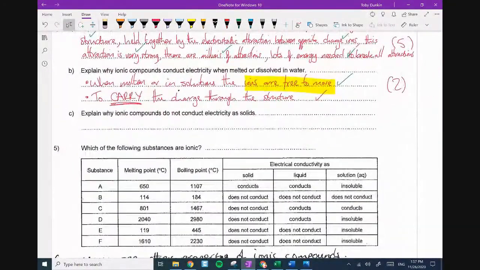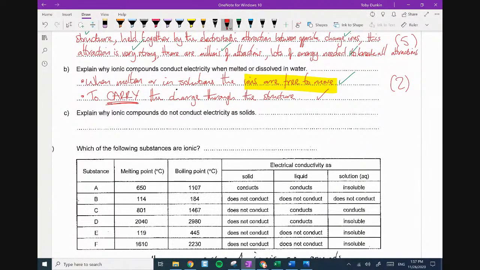Next, C. Explain why ionic compounds do not conduct as solids. First mark. Ions are not free to move. 1 mark. Ions are not free to move, so cannot carry charge through the structure. You realize it is just literally the reverse of the previous one. 2 marks. Same question, just reversed. I wonder how many people freaked out.